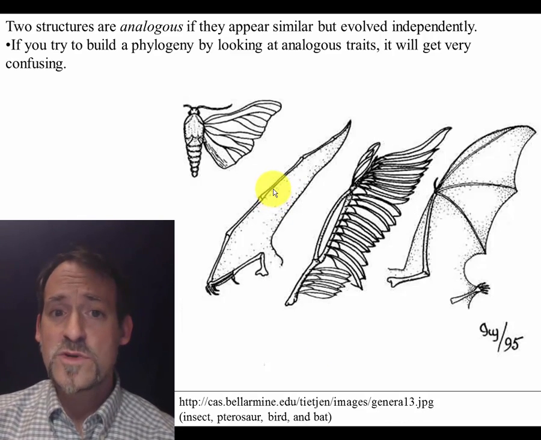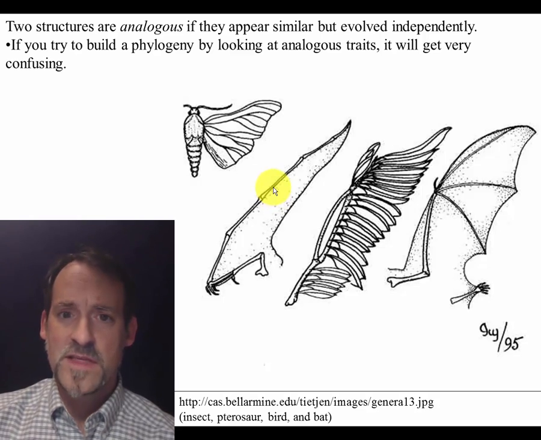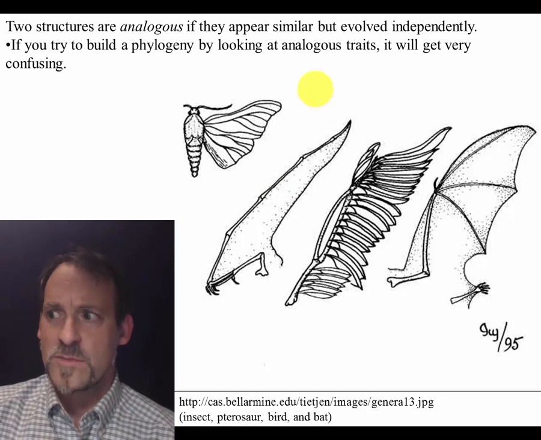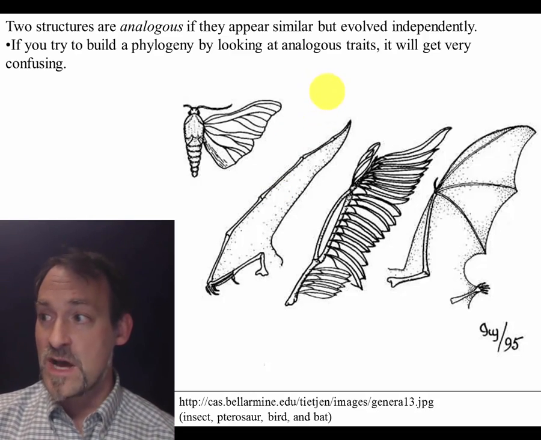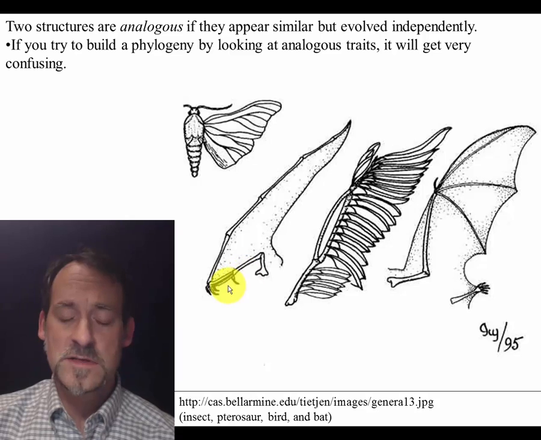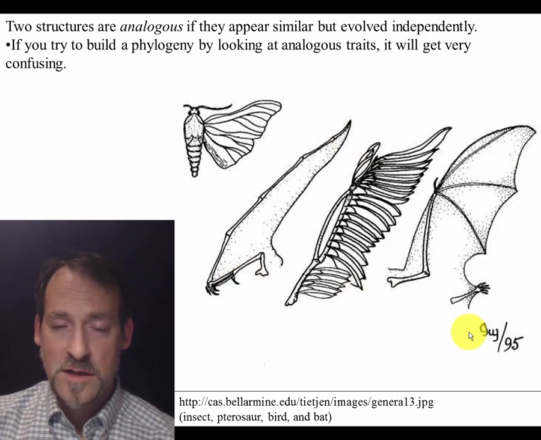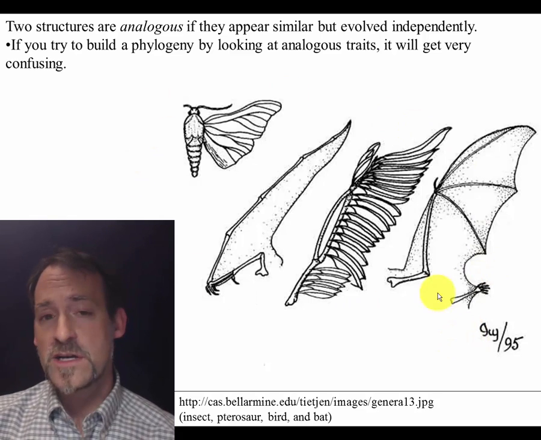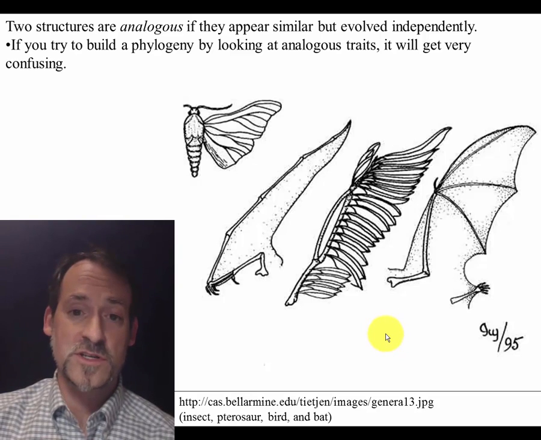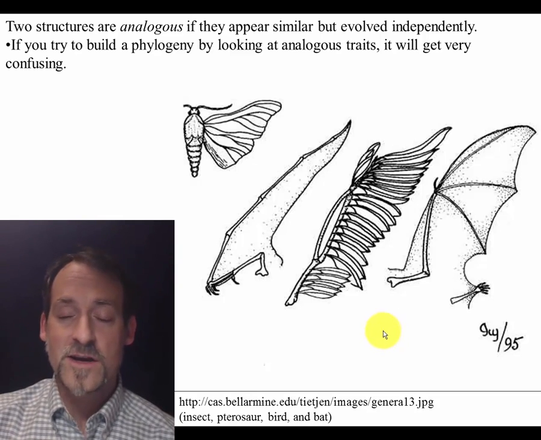In contrast to this, you can have characteristics that look similar, but evolved from very different structures in a common ancestor, or maybe just evolved completely independently. They're not derived from a homologous structure in the common ancestor at all. So for example, moths have wings, pterosaurs have wings, birds have wings, and bats have wings. But all these different kinds of wings evolved independently. So they don't share what's called homology. They are analogous.